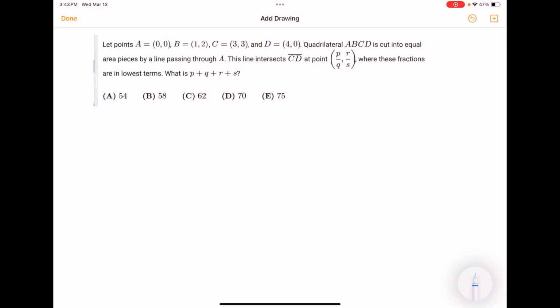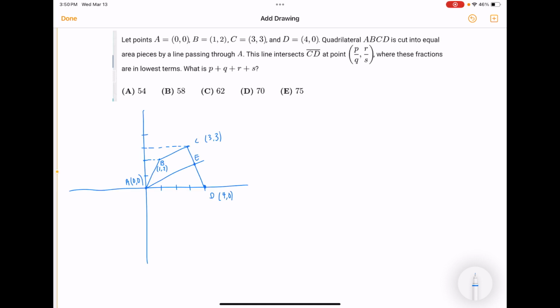The problem states, let point A, which has the coordinates of 0, 0, B, which has the coordinates of 1, 2, C, which has the coordinates of 3, 3, and D, which has the coordinates of 4, 0. Quadrilateral ABCD is cut into equal area pieces by a line passing through A. This line intersects CD at point P over Q and then R over S, where these fractions are in lowest terms. What is P plus Q plus R plus S?